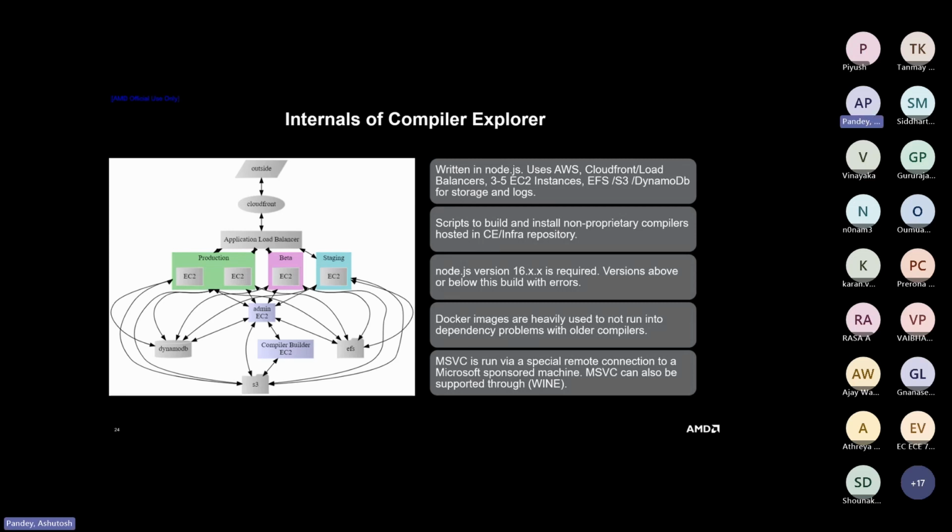So the web version is different from a local host version, obviously. The tool itself is written in Node.js. It uses AWS, CloudFront load balancers, EC2 instances, DynamoDB for storage and logs. This is only the web version. If you want to run it locally, you don't need any of this. It has scripts to build and install non-proprietary compilers hosted in the infra repository.